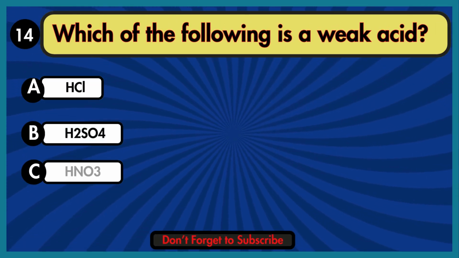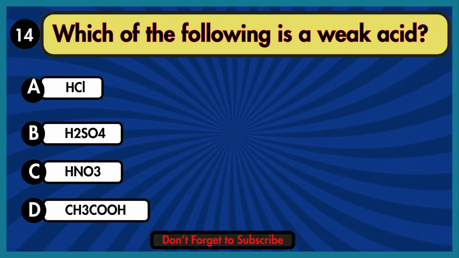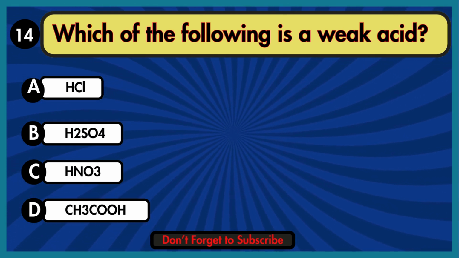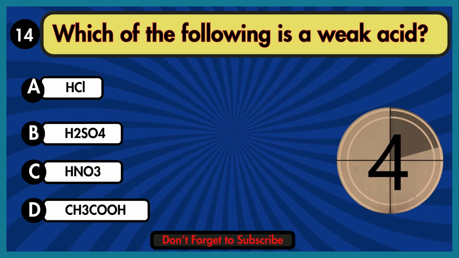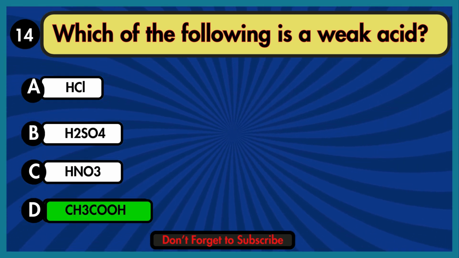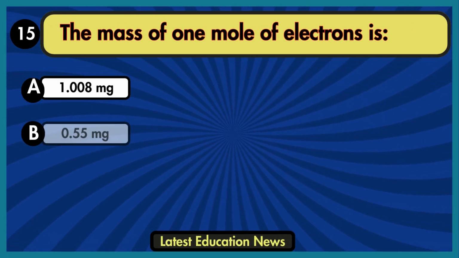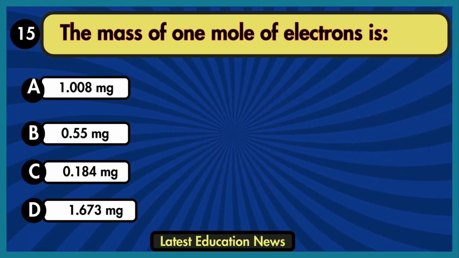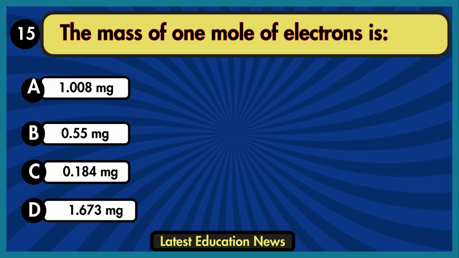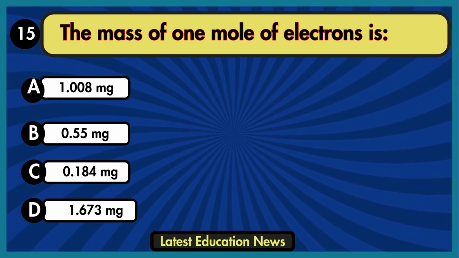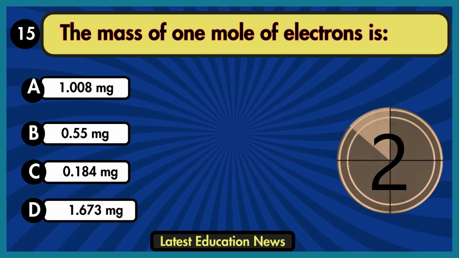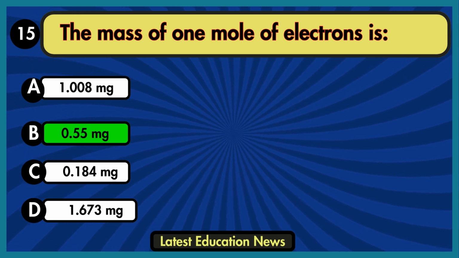Which of the following is a weak acid? A. HCl, B. H2SO4, C. HNO3, D. CH3COOH. The correct answer is option D, CH3COOH. The mass of 1 mole of electrons is: A. 1.008 mg, B. 0.55 mg, C. 0.184 mg, D. 1.673 mg. The correct answer is option B.